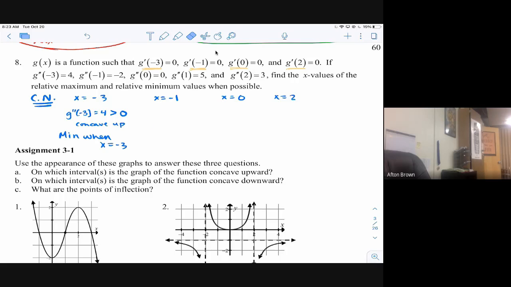Okay. Try the next ones on your own. Practice writing that notation. So see if you can make the correct conclusion on these other ones.